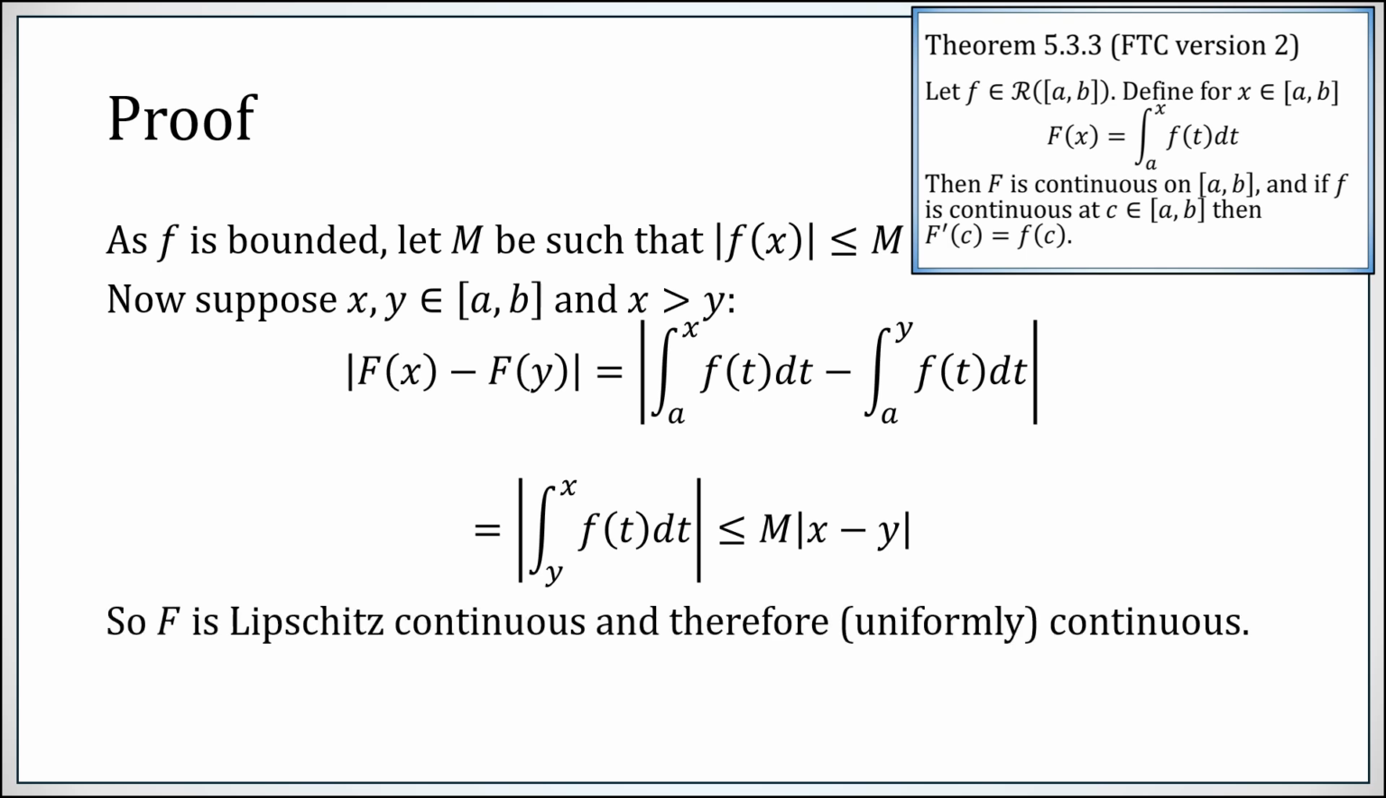So capital F is in fact Lipschitz continuous. We have just shown that capital F of x minus capital F of y is always less than or equal to a fixed constant times the absolute value of x minus y. And Lipschitz continuous functions are uniformly continuous, not just continuous. So this function capital F is in fact Lipschitz and uniformly continuous, but all we said was that it was continuous in the statement of the theorem.